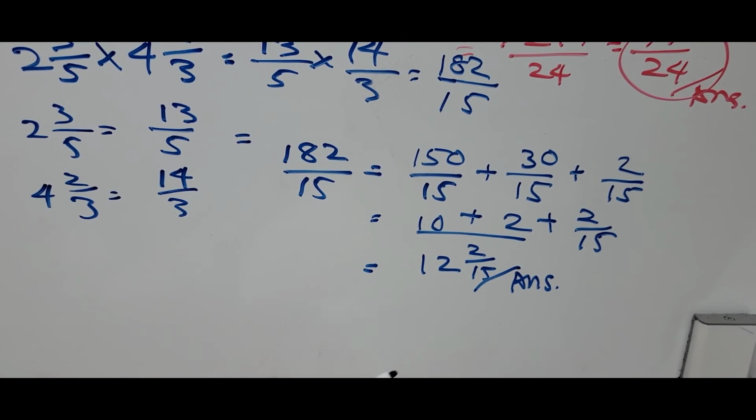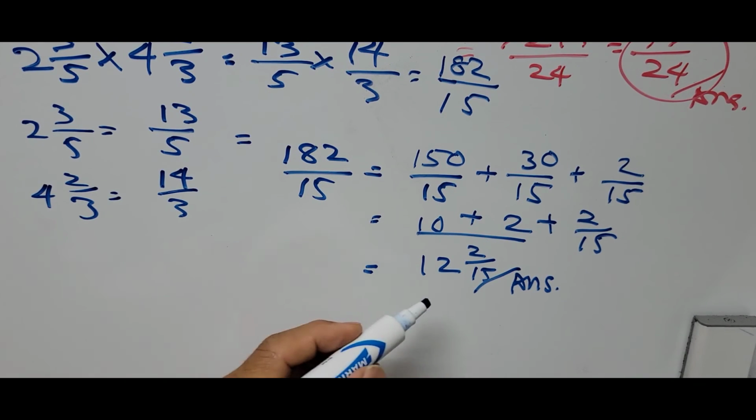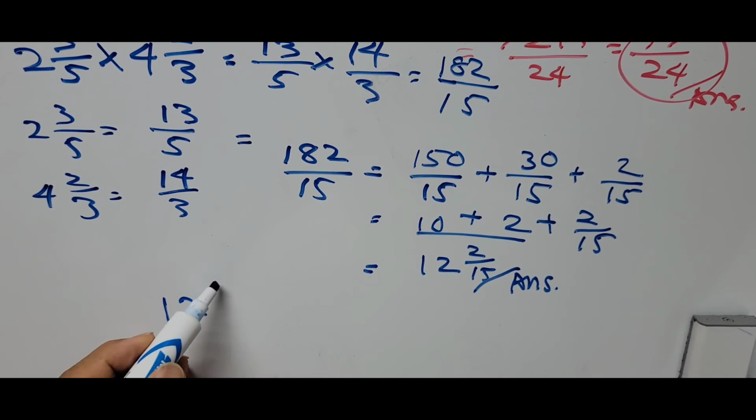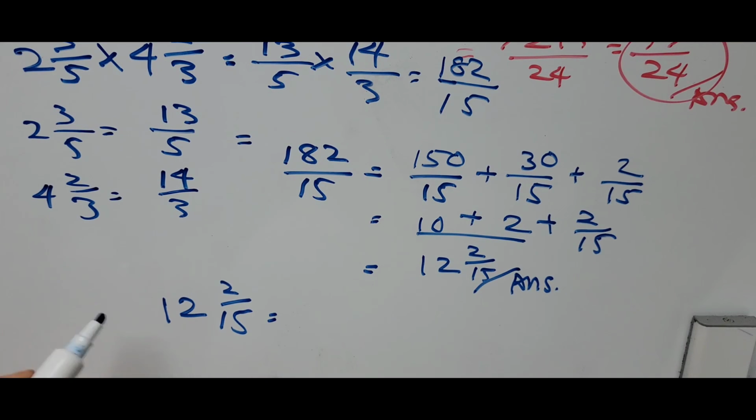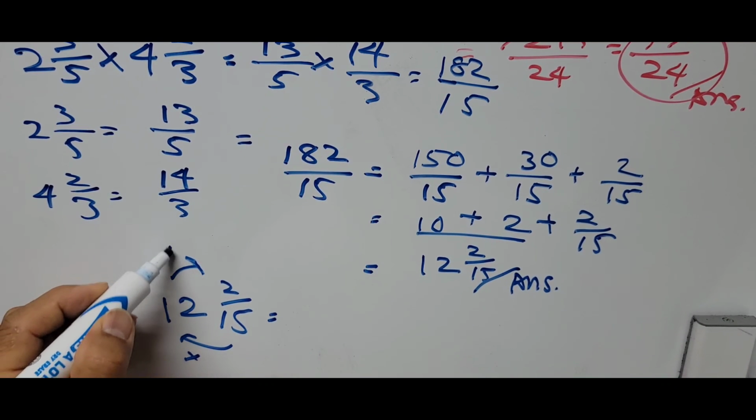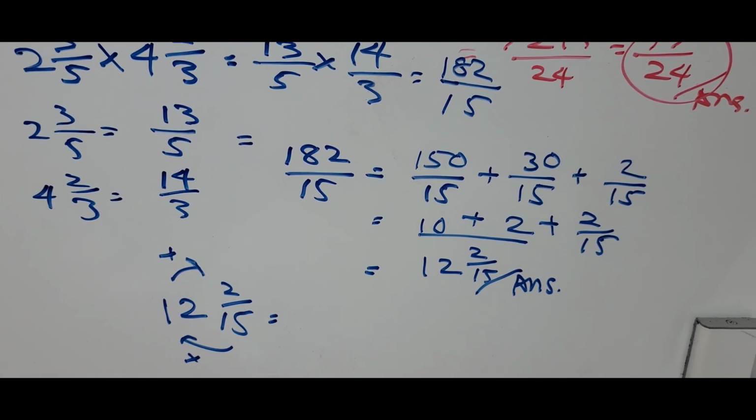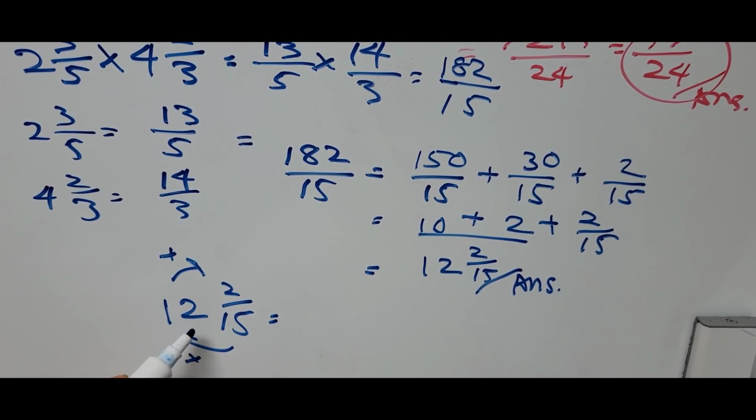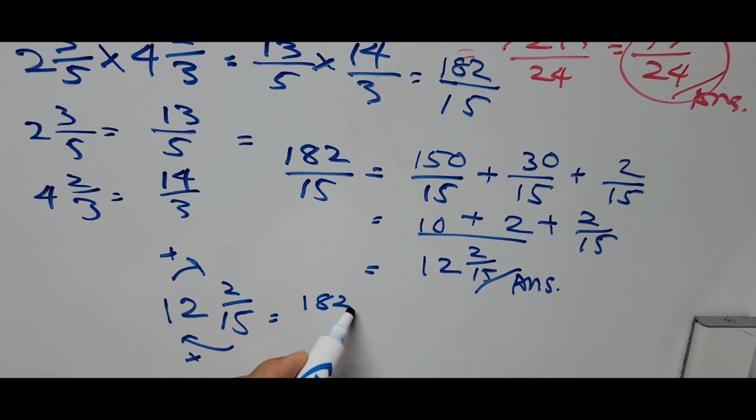Now, how can we prove if our answer is right? Okay, so let's break it down again over here. 12 and 2 over 15. Okay, once again, we go back to the basic of this. Turning a mixed fraction into an improper fraction. Okay, so let's do that. So multiply that and add that one right there. So 15 times 12. So that is 15 times 10 is 150 plus 30, 180. 180 plus 2 is 182 over 15.